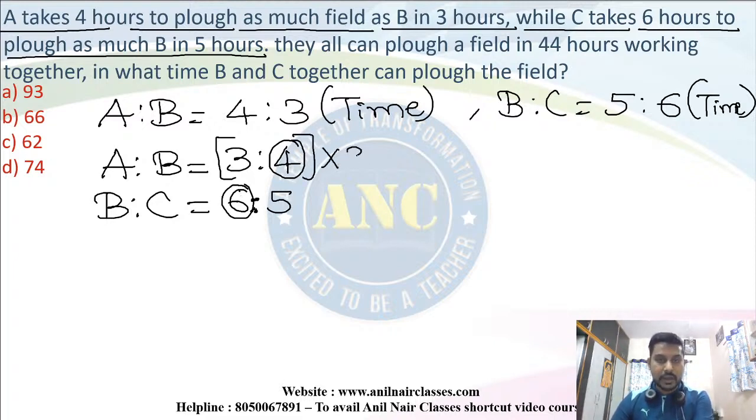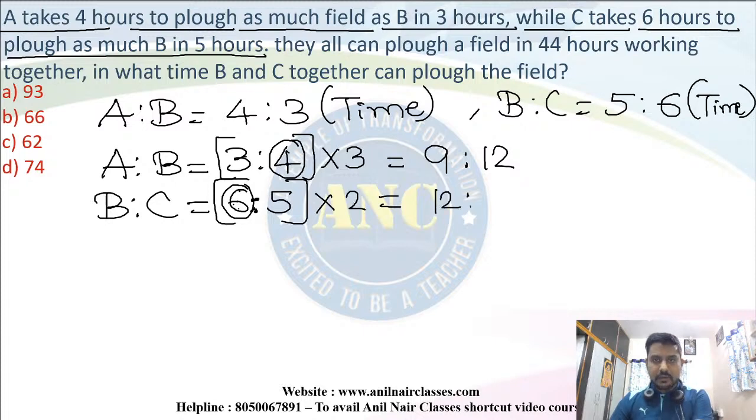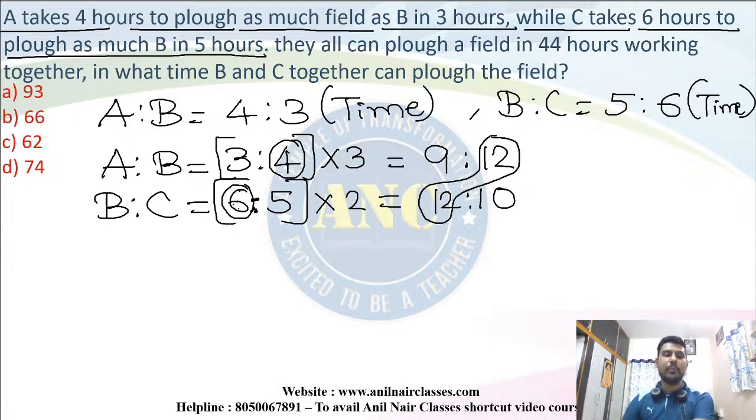4 should become 12, multiply by 3. 6 should become 12, multiply by 2. That means 3 into 3 is 9, 4 into 3 is 12. Similarly, 6 into 2 is 12, 5 into 2 is 10. That means the same person B is having the same efficiency in both the cases.